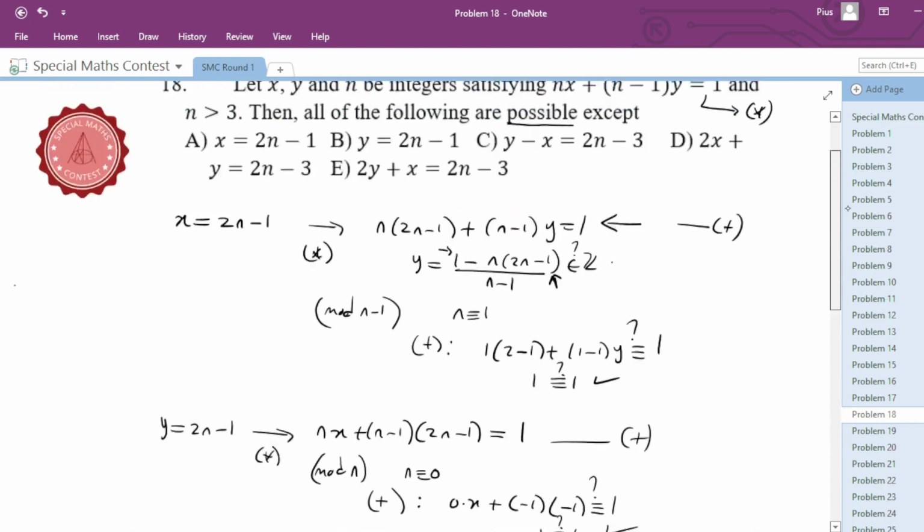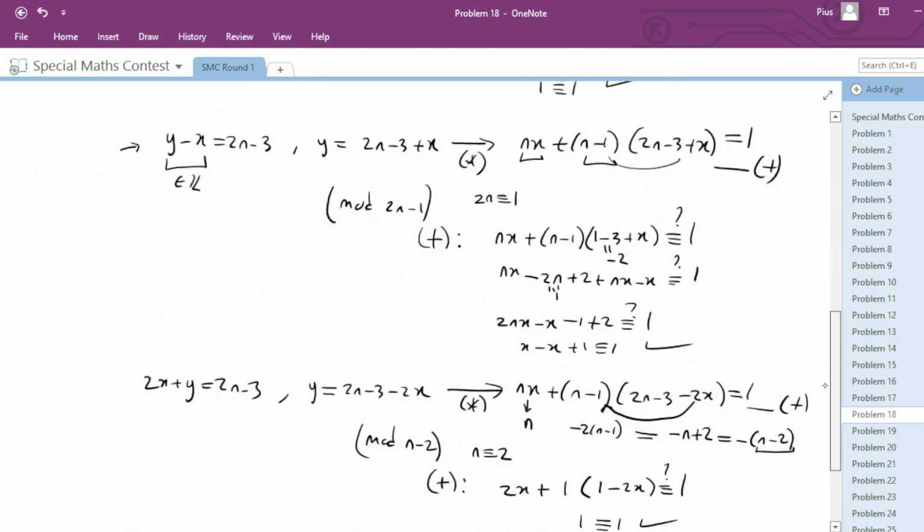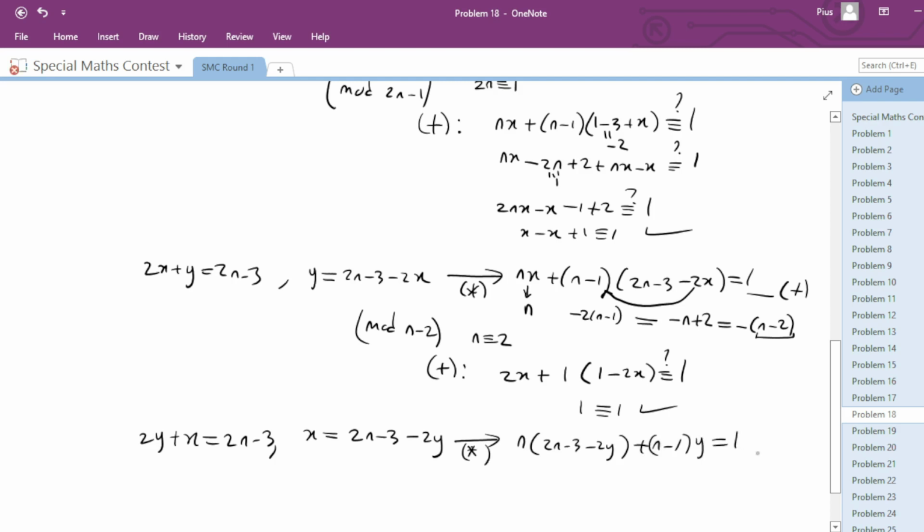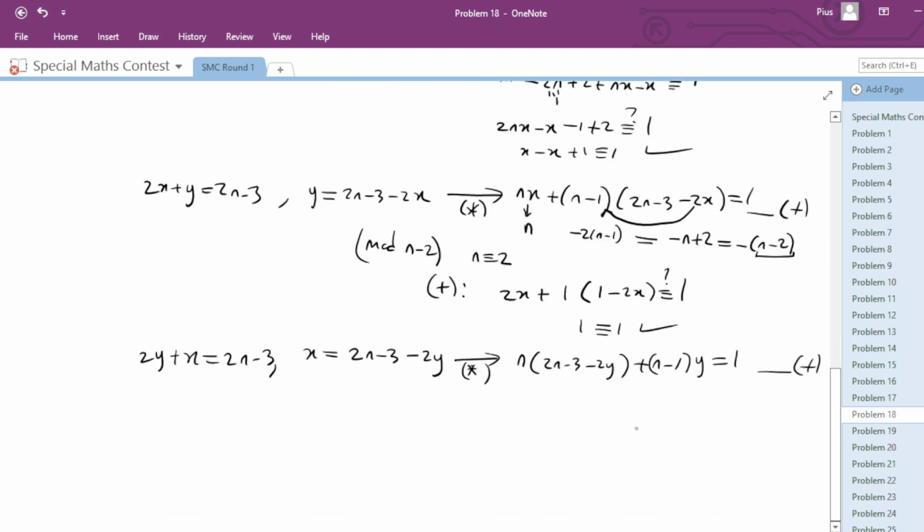So this means the final option will have to be E, but let's confirm. So for E, we have 2y plus x equals 2n minus 3. So this time we'll make x the subject, so that once we solve for y, we can be sure that x is also an integer. So let's plug this into star. So now we have n(2n minus 3 minus 2y) plus (n minus 1)y is equal to 1. So this is our new star.